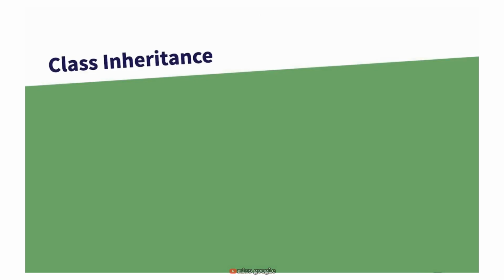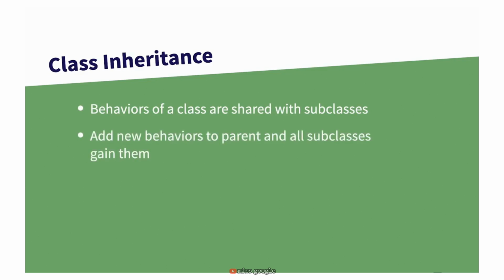When objects are similar and share many of the same properties and methods, then class inheritance can keep their code organized. Behaviors of a class are shared with all of its subclasses. I'm using behaviors here as a shorthand for both properties and methods. Those are the behaviors of the class. And when we add new behaviors to the parent class, then all the subclasses also gain those behaviors.